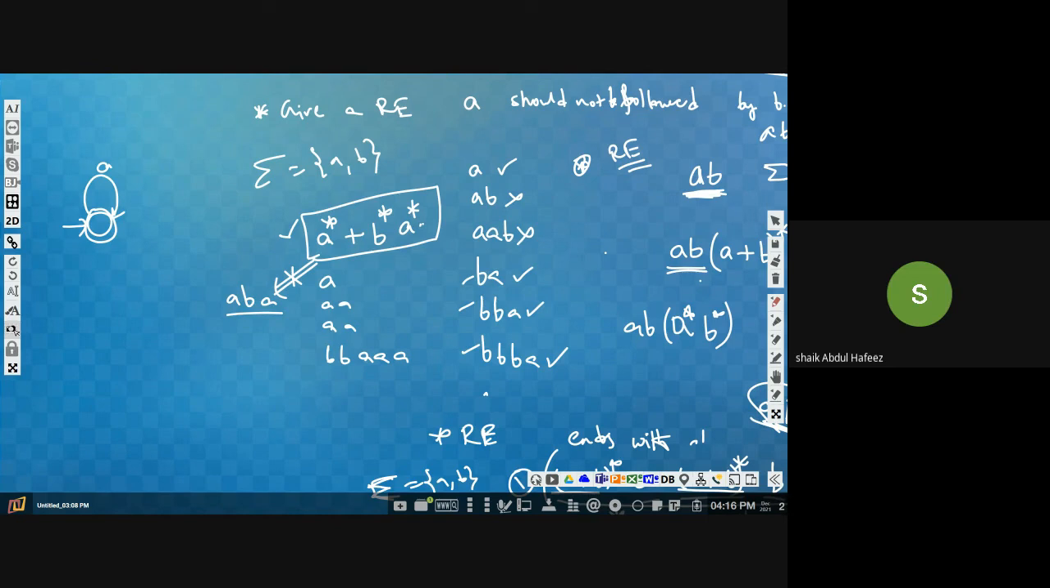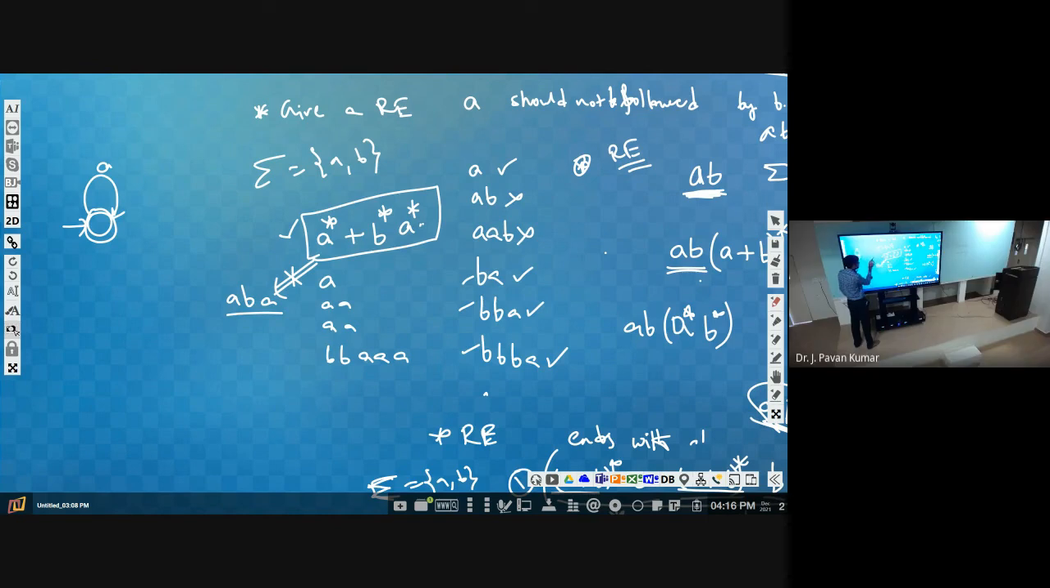Yes, sir. Next we have to consider B star followed by A star. So how can we do it? Let us say this one abstractly. B star should be accepted, that means B star followed by A star. That is acceptable.